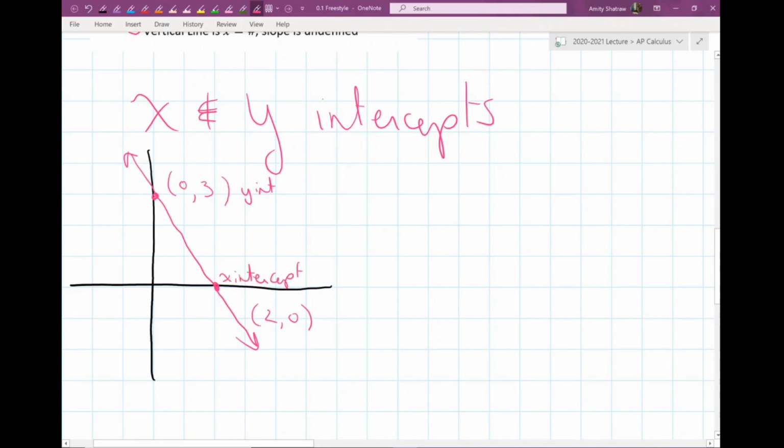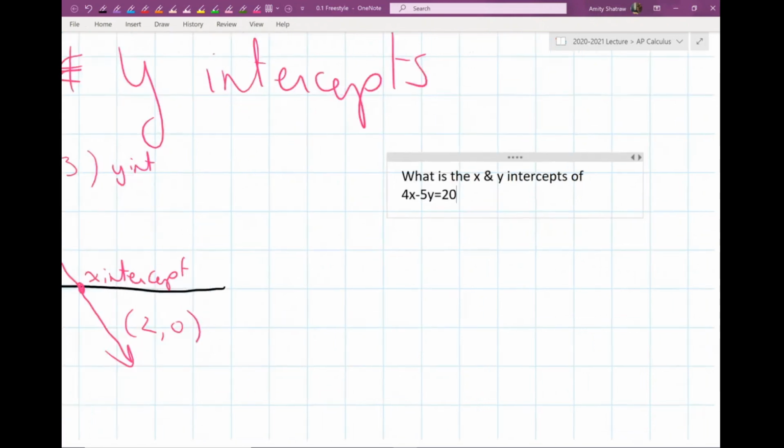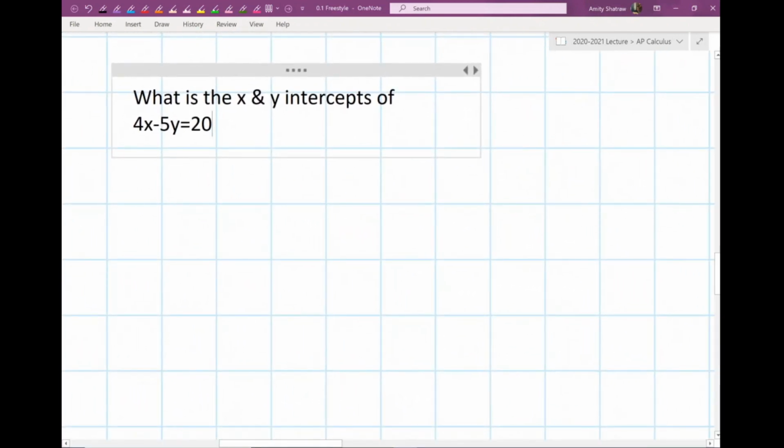But what if I gave you an equation? You're like, oh, you don't want to have to graph that, right? What are the x and y intercepts of, ready? Let's do some different numbers here. 4x minus 5y, and that equals 20. And you could tell that I'm picking these numbers. They're easy on purpose. Well, is there a trick for me to do this without graphing?